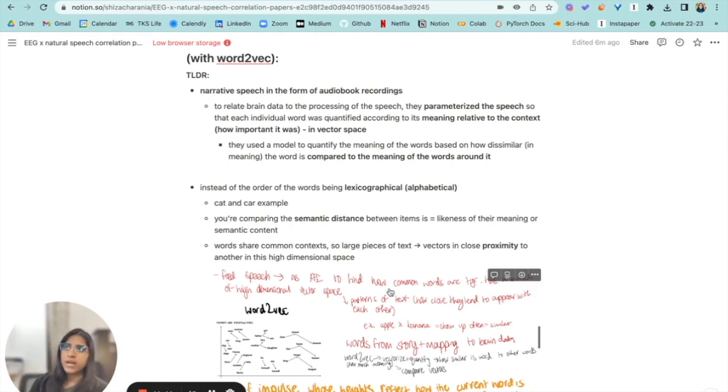It's kind of like, if you think about the alphabetical example, saying I have a pet. If you say you have a pet car, that would not make sense. If you have a pet cat, that would make sense. But you can't say that car and cat are similar because of alphabetical order.